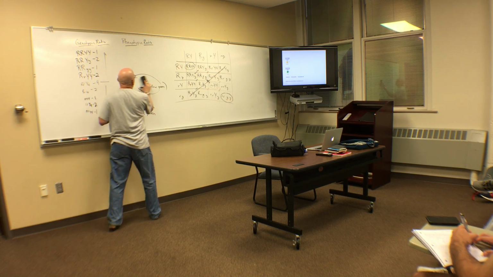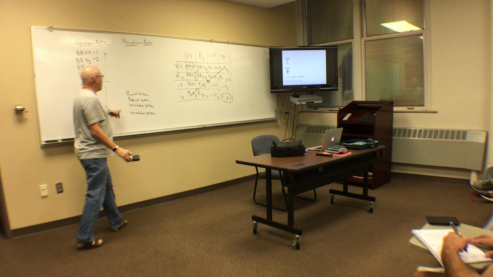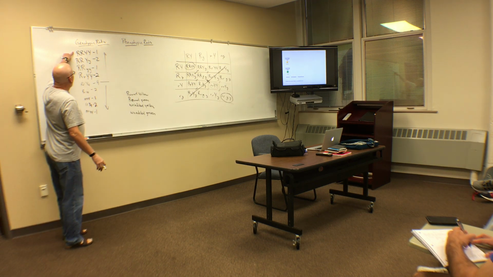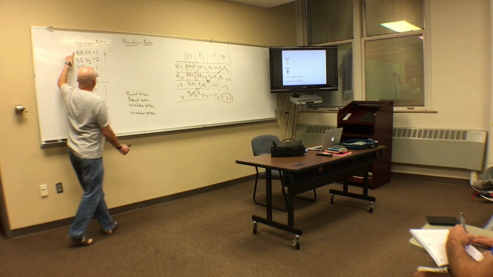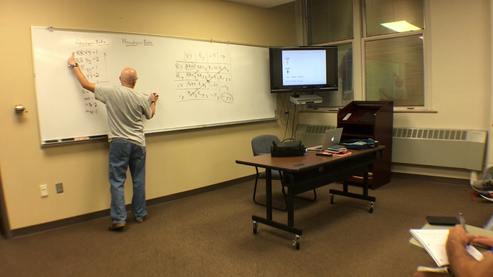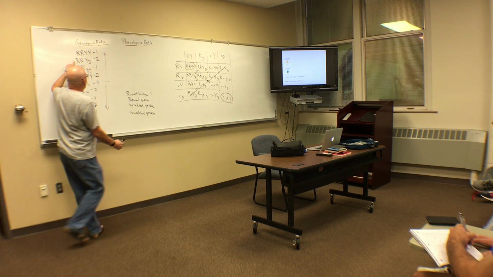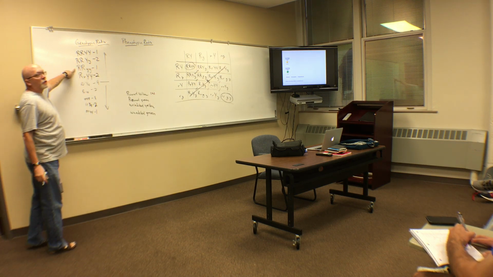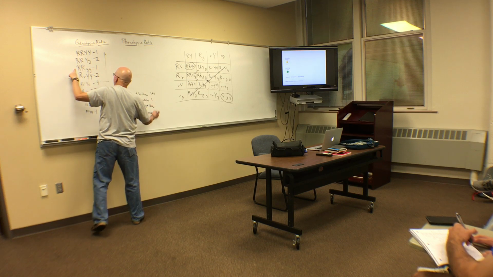So each of these genotypes has to map into one of these phenotypes, right? So what's the phenotype of this genotype? Round yellow. How many do we have? 1. What is the phenotype of this genotype? Round yellow, and we have 2 of those. What is the phenotype of this genotype? Round green. And there's 1 of those.